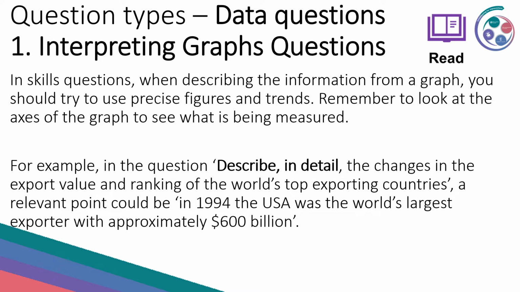The first one is interpreting graph questions, and in these skills questions, when describing information from a graph, you should try to use precise figures and trends. Remember to look at the axes on the graph to see what is being measured. For example, in the question, describe in detail the changes in the export value and the ranking of the world's top exporting countries. So a relevant point would be in 1994 the USA was the world's largest exporter with approximately $600 billion. Okay, so that's what they're advising you to do.